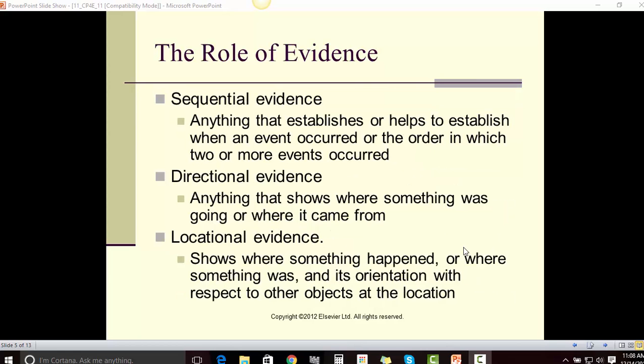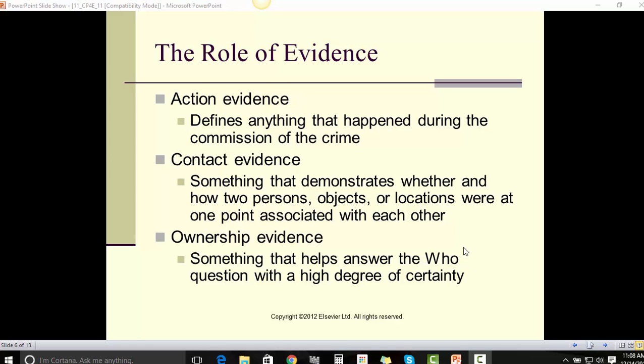The role of evidence. Sequential evidence: anything that establishes or helps to establish when an event occurred or the order in which two or more events occurred. Directional evidence: anything that shows where something was going or where it came from. Locational evidence shows where something happened or where something was and its orientation with respect to objects at the location. Action evidence defines anything that happened during the commission of the crime.